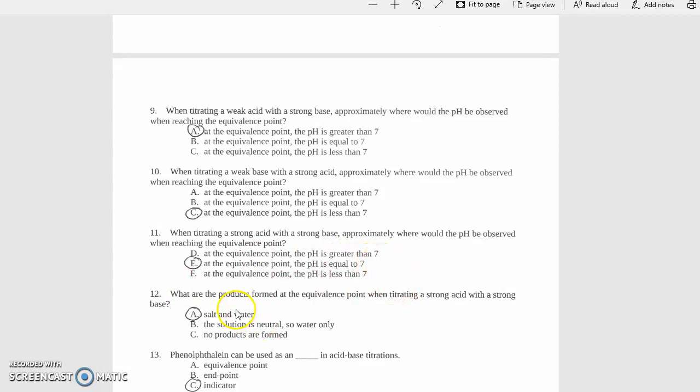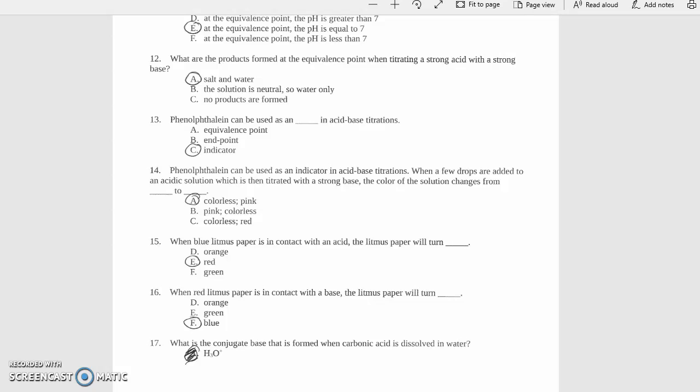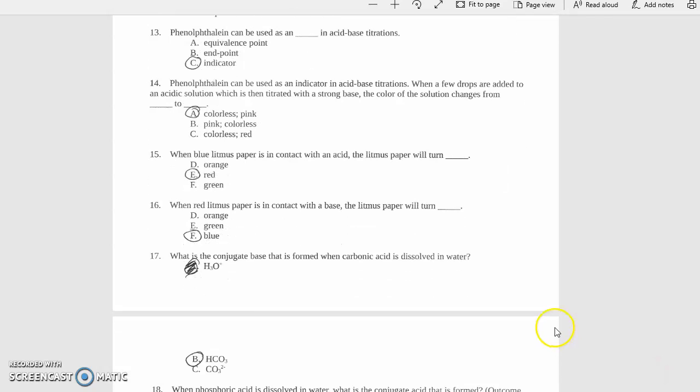Okay, equivalence point, strong acid and strong base, you get a salt and water, just like we did in that one lab. Phenolphthalein is used as an indicator. The answer is C. The color change goes from colorless to pink. The answer is A. 15, the answer is red. Litmus paper turns red with acid. And then 16, litmus paper turns blue in a base.